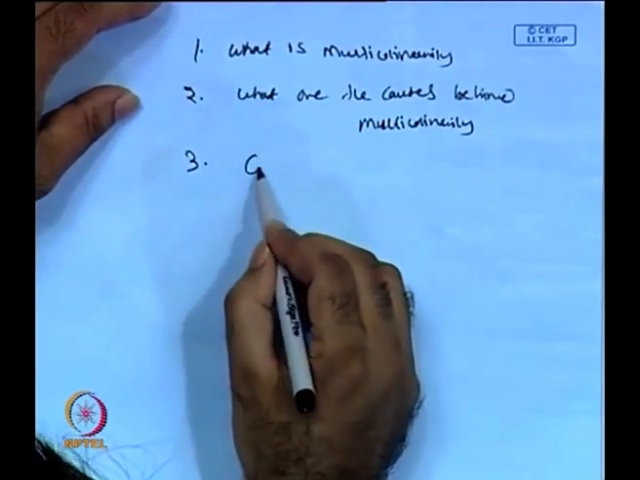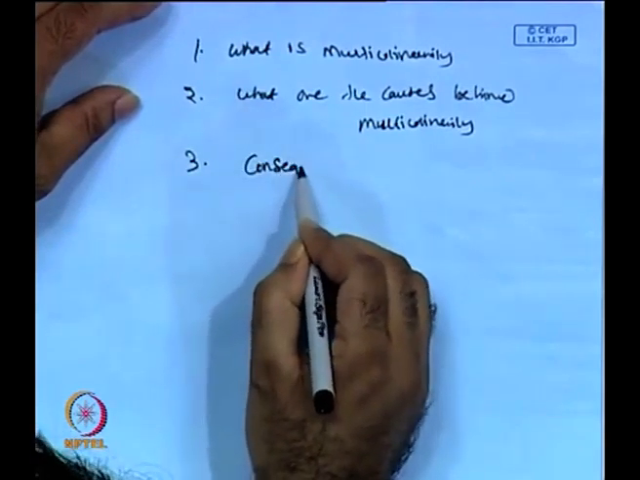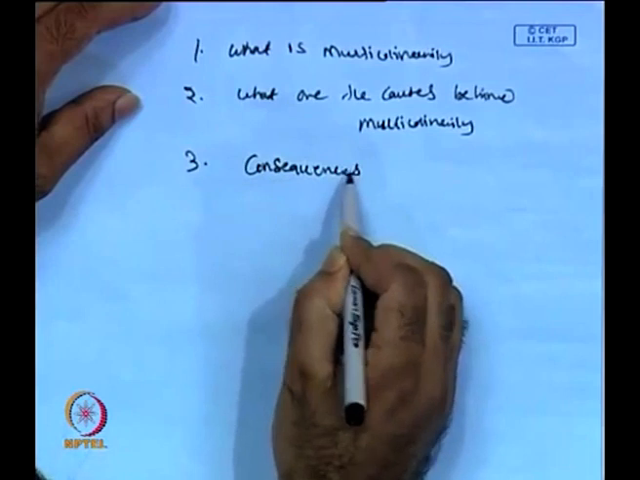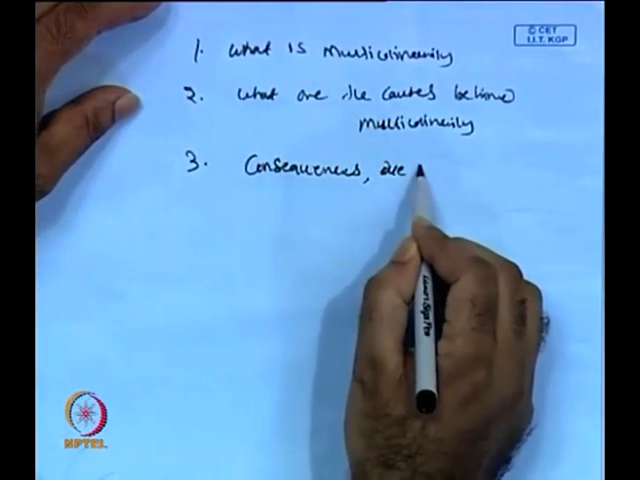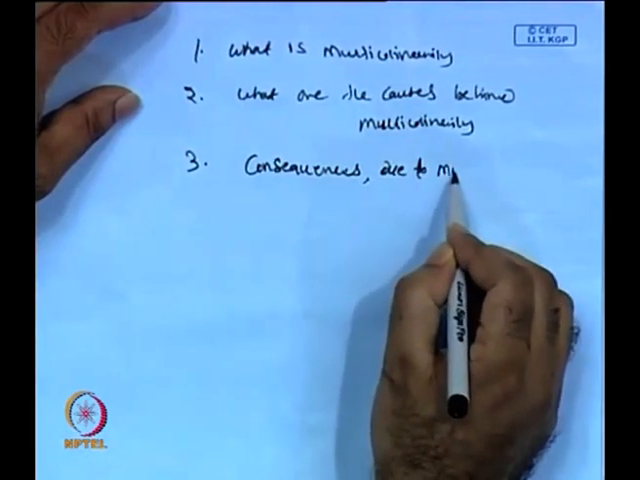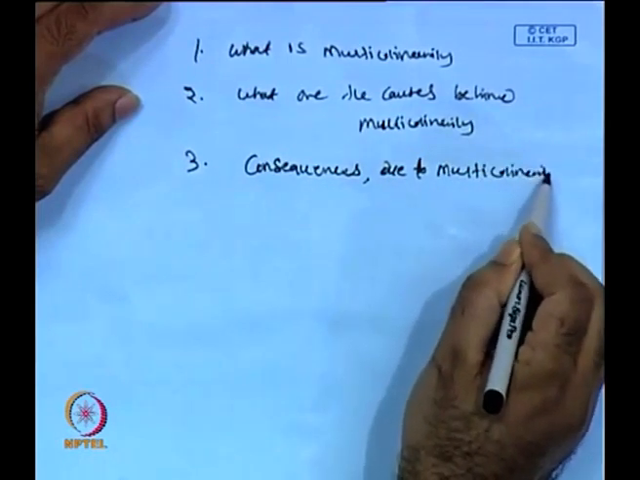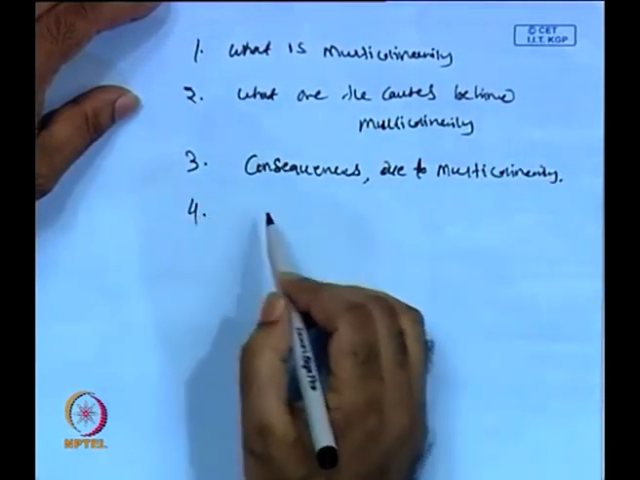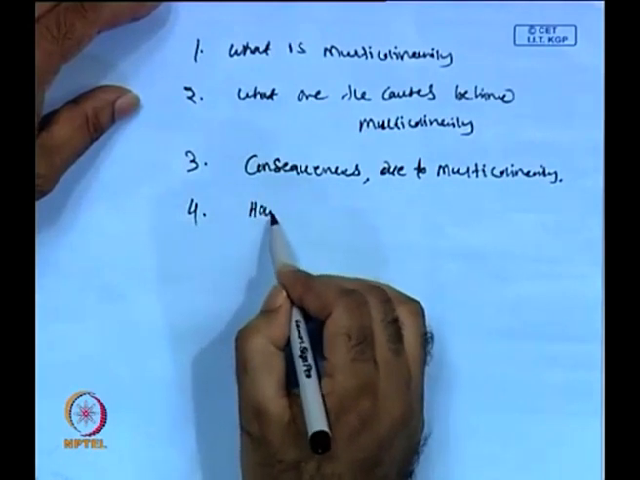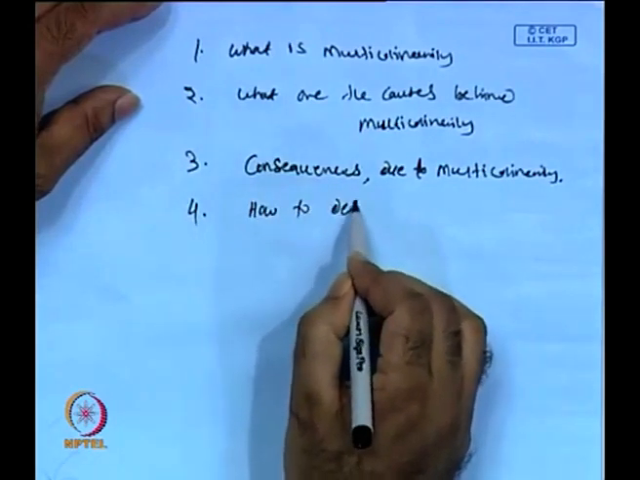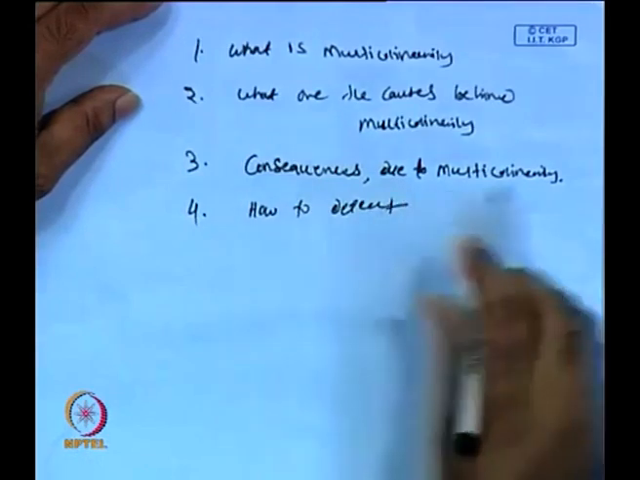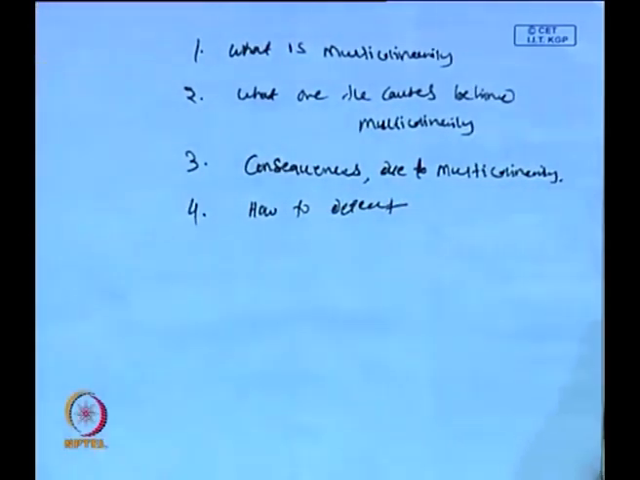Then, what are the consequences due to the multicollinearity issue? Fourth is how to detect it. So far as the detection of the multicollinearity problem is concerned, there are very standard rules.